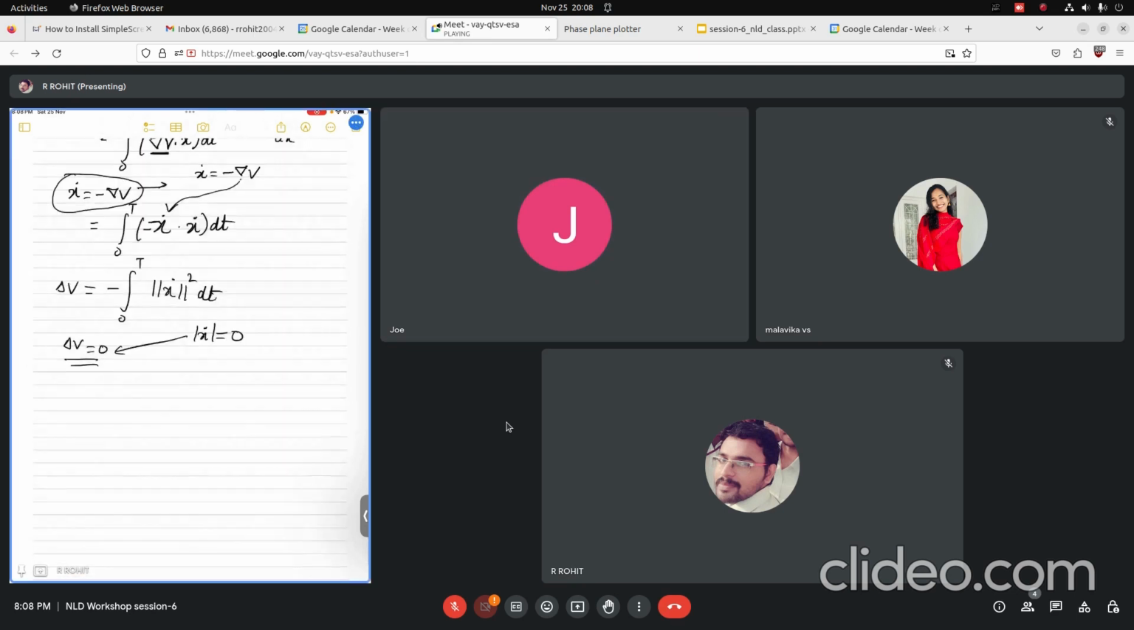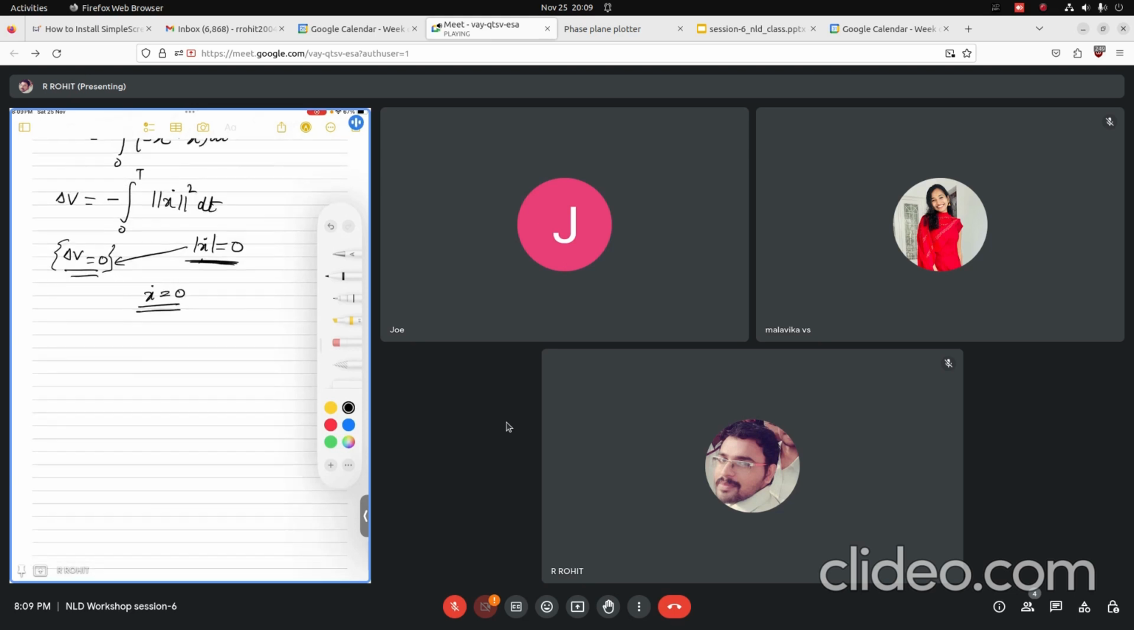Yeah. So for del v, since v is a single valued function, if you want it to be 0, the condition it should meet is this mod of x dot should be equal to 0, or that means x dot is equal to 0 condition you should meet. And from the previous studies which you have done till now, if x dot is equal to 0 means it's a fixed point.